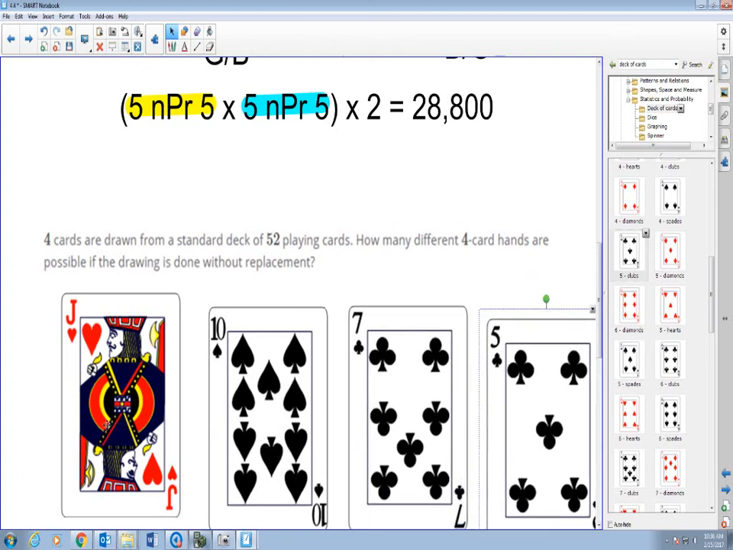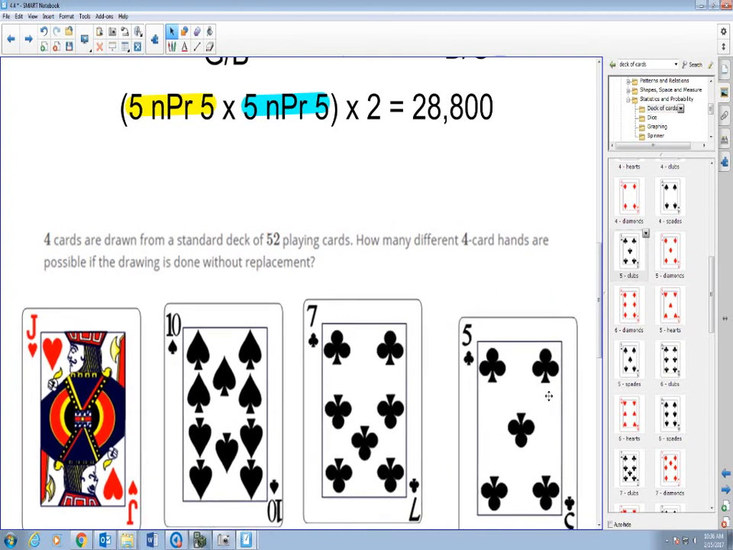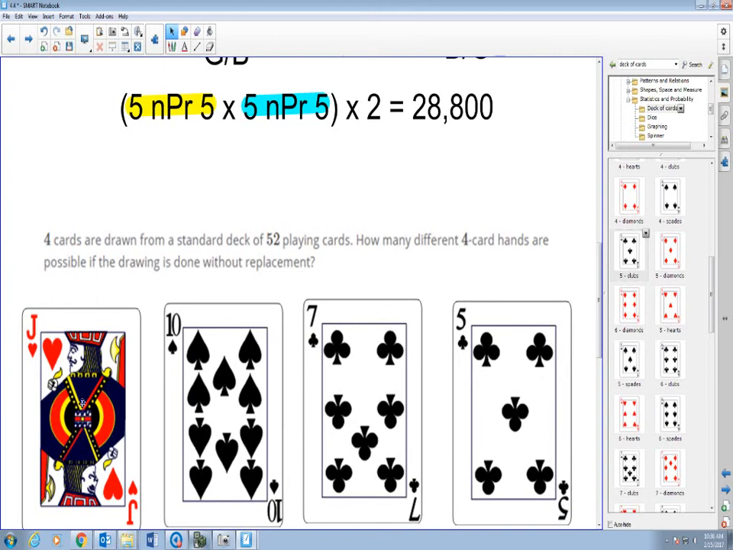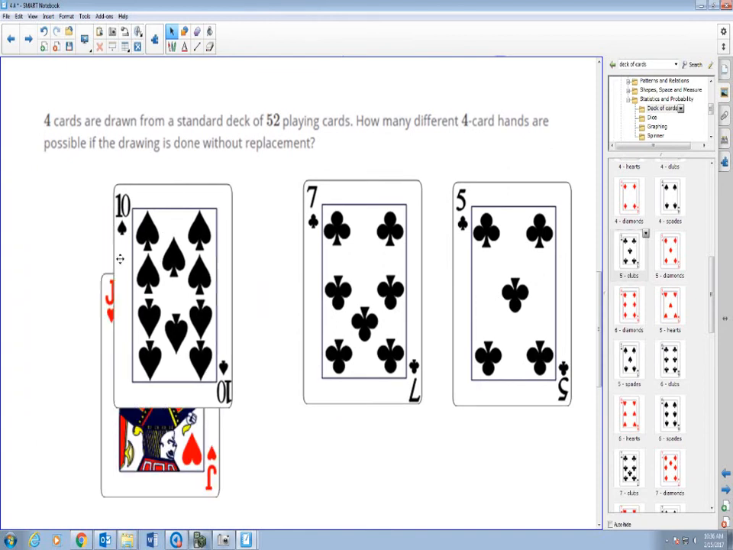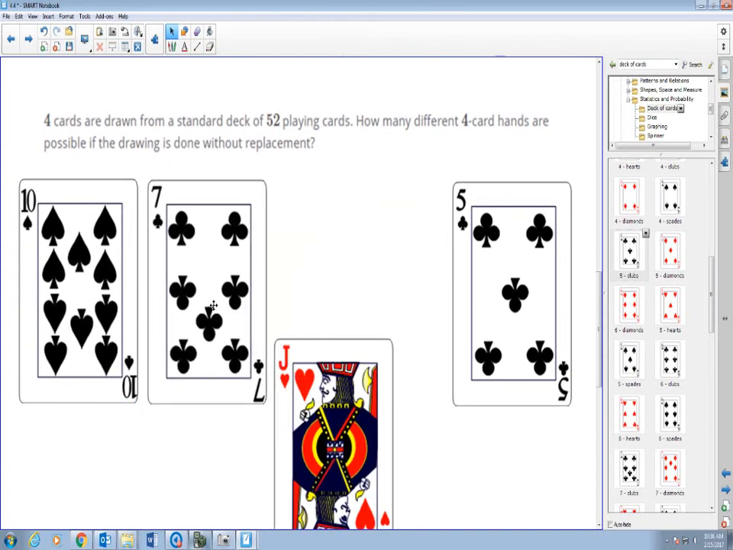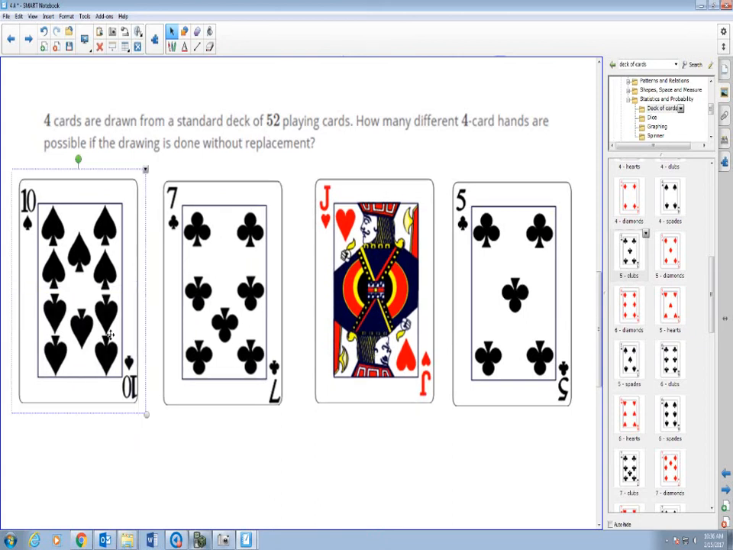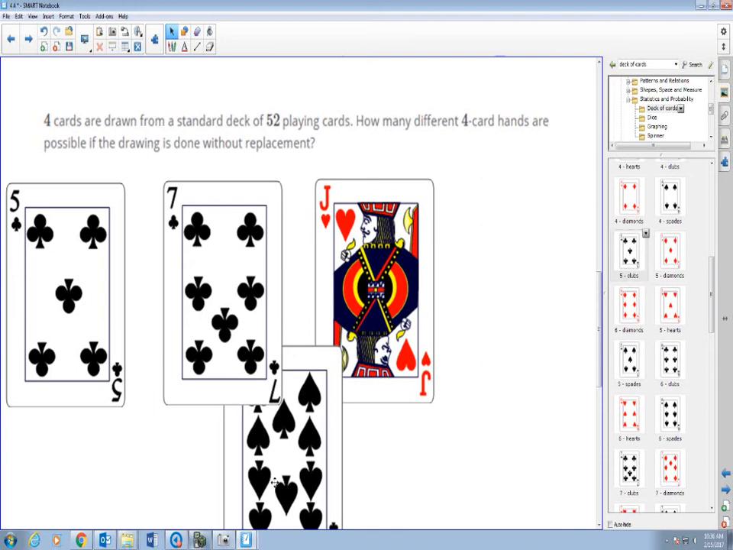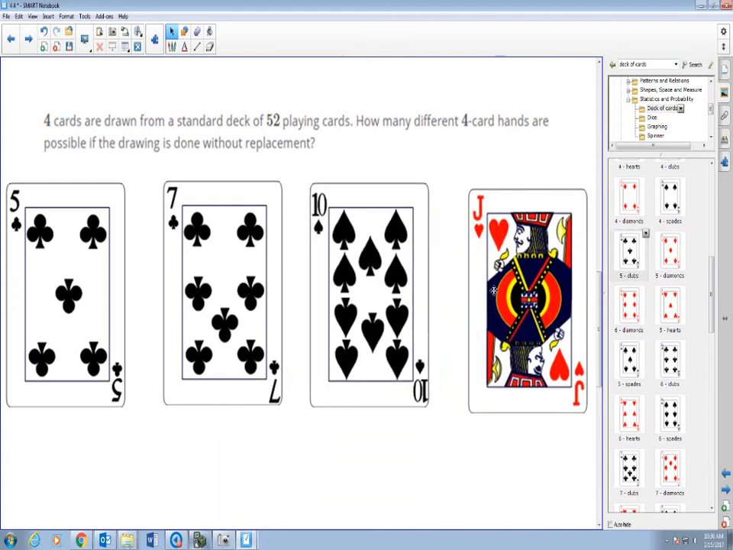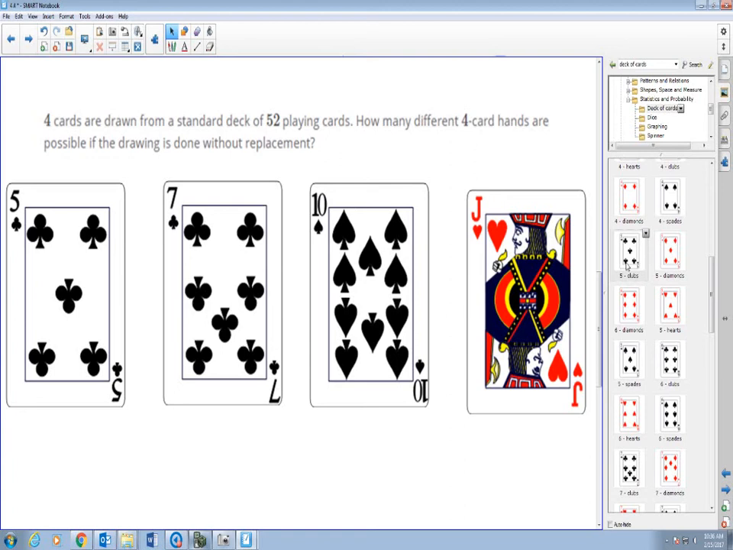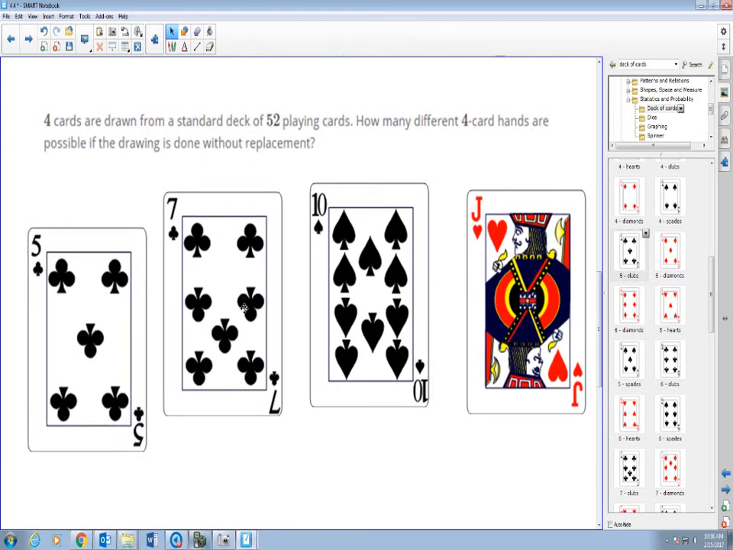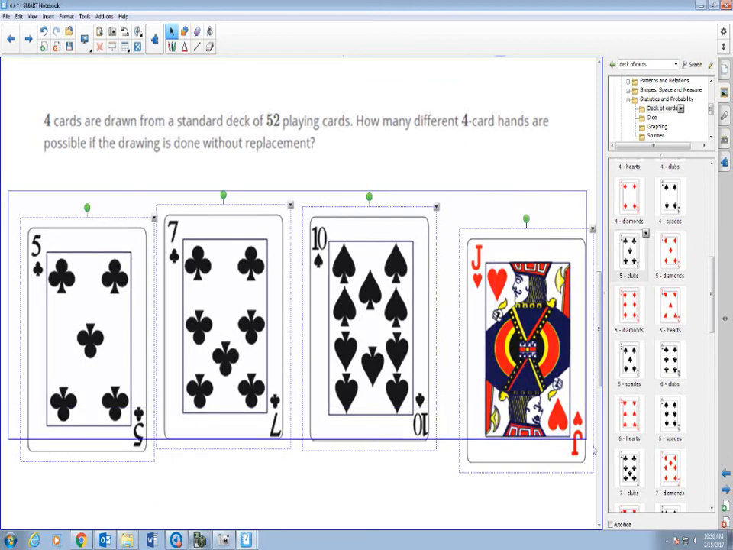Okay, so as you can see, I got Jack, 10, 7, 5. That was the order I just presented. What difference does it make if I would pick 10 first, 7 next, Jack, then 5? It's actually the same 4 cards. Compare that to if I will have 5 first, 7 next, 10 next, then the Jack. Is that still the same 4 cards? In other words, does the order matter? Which one of these cards comes first? The answer is no. It's still the same 4 cards.